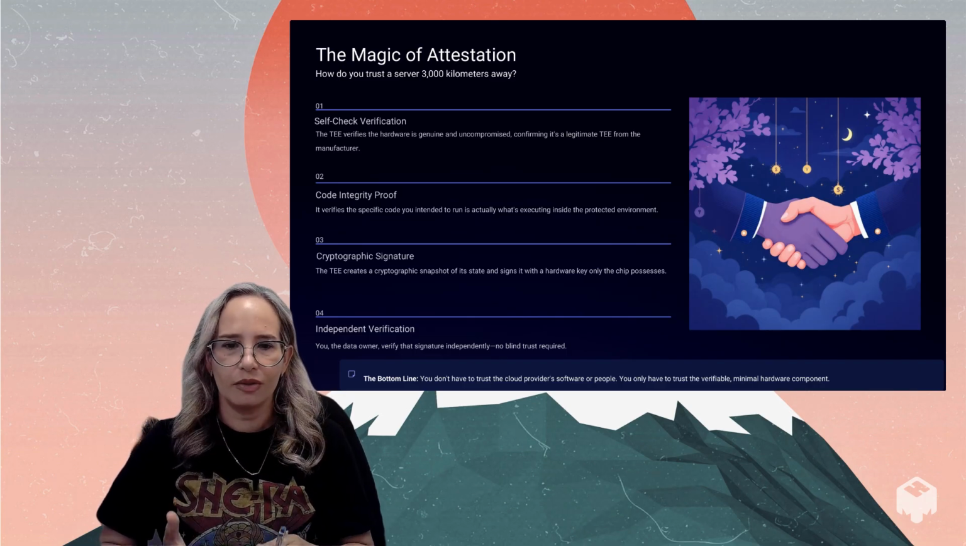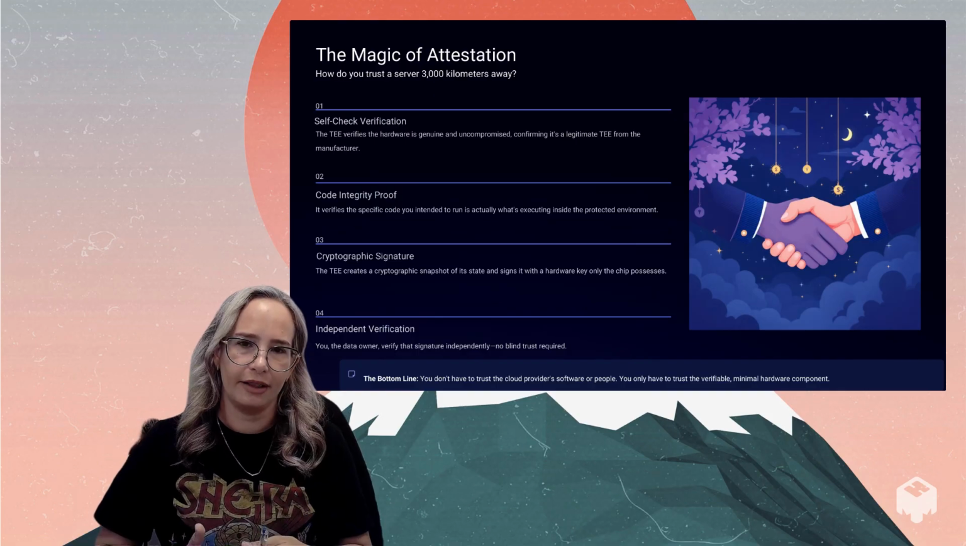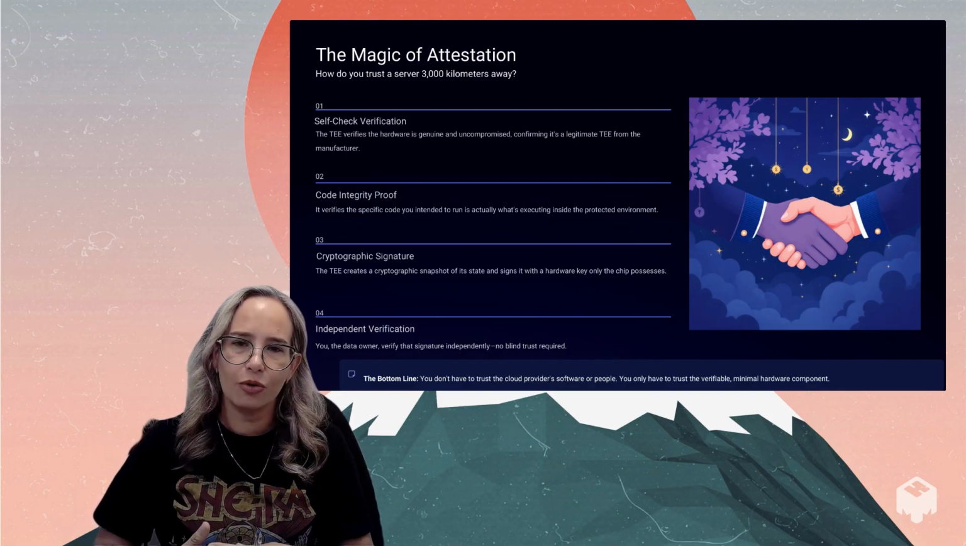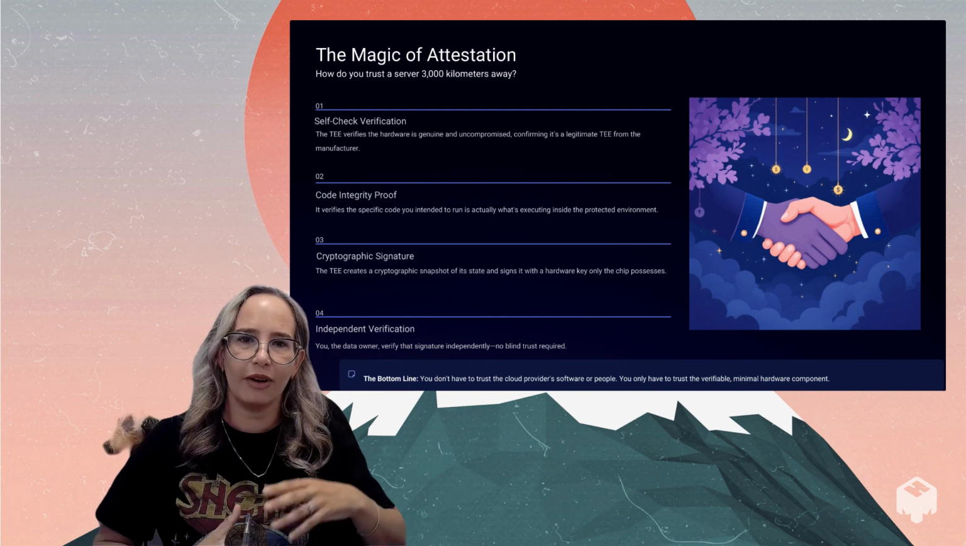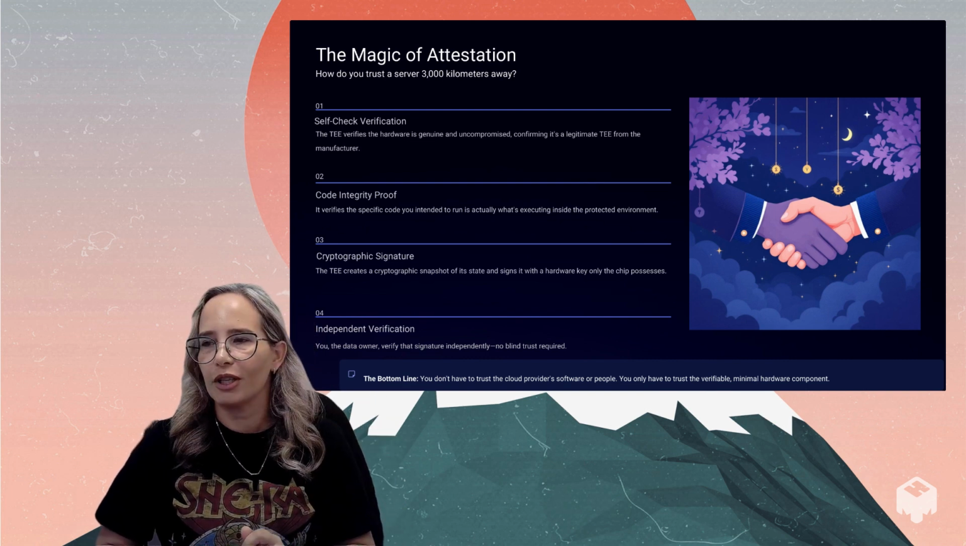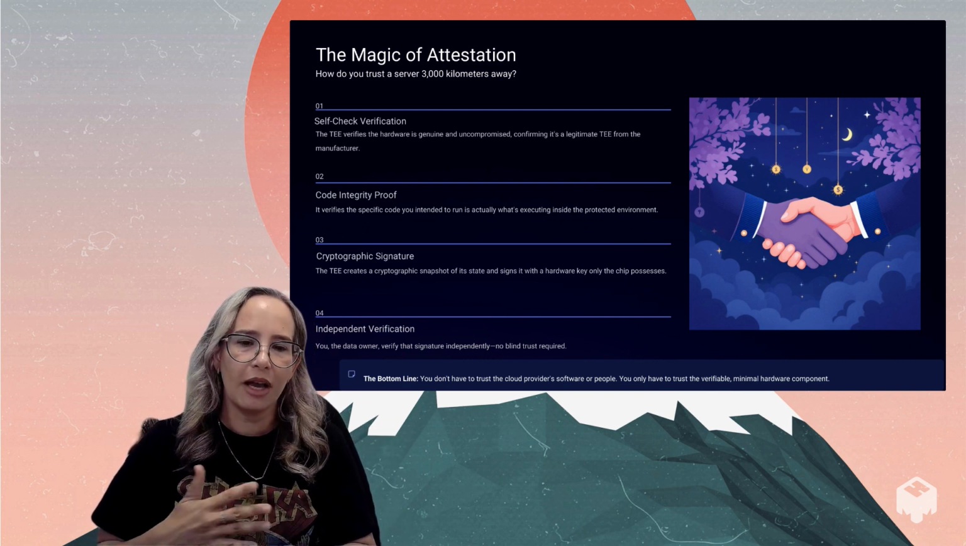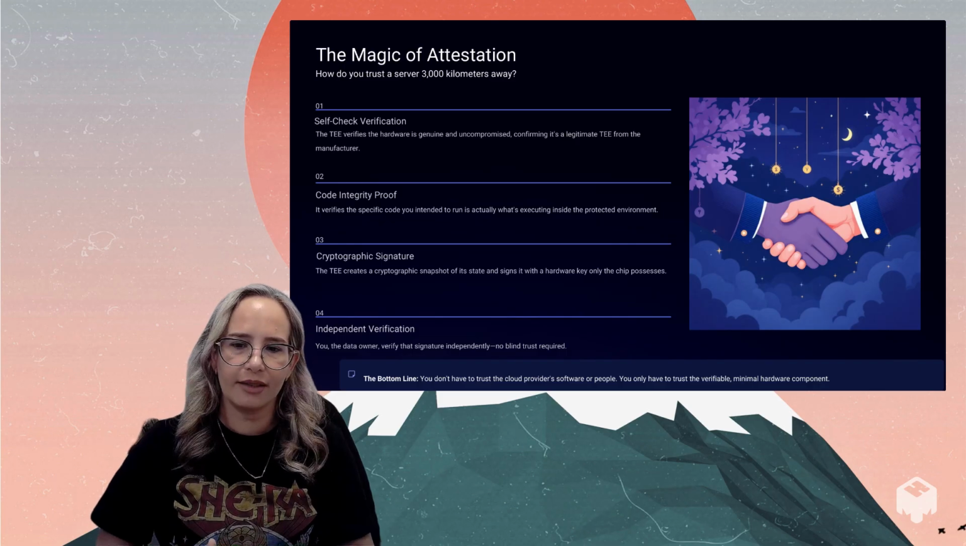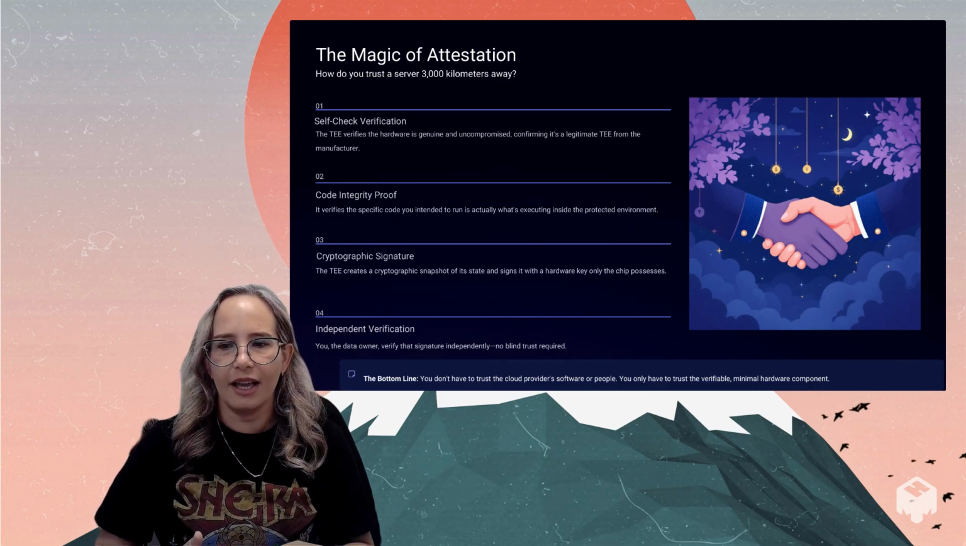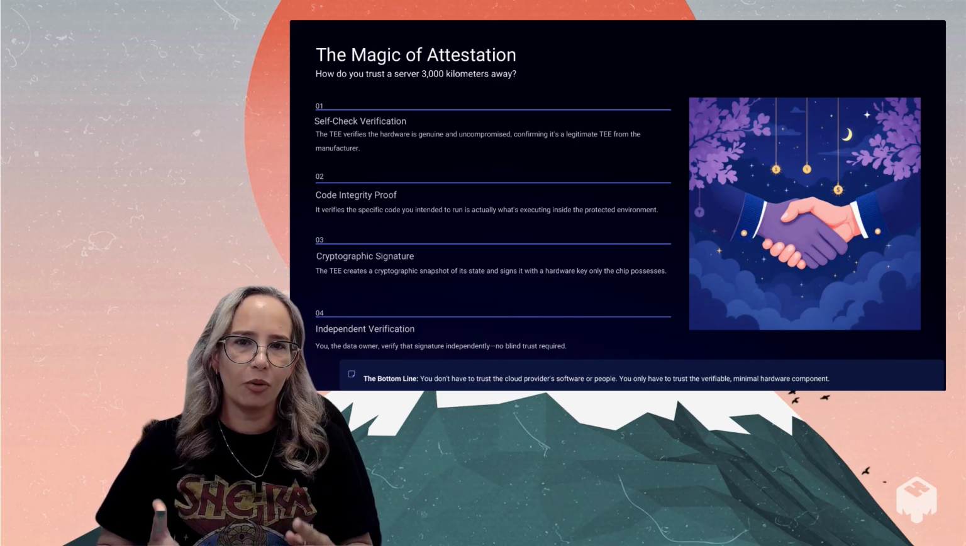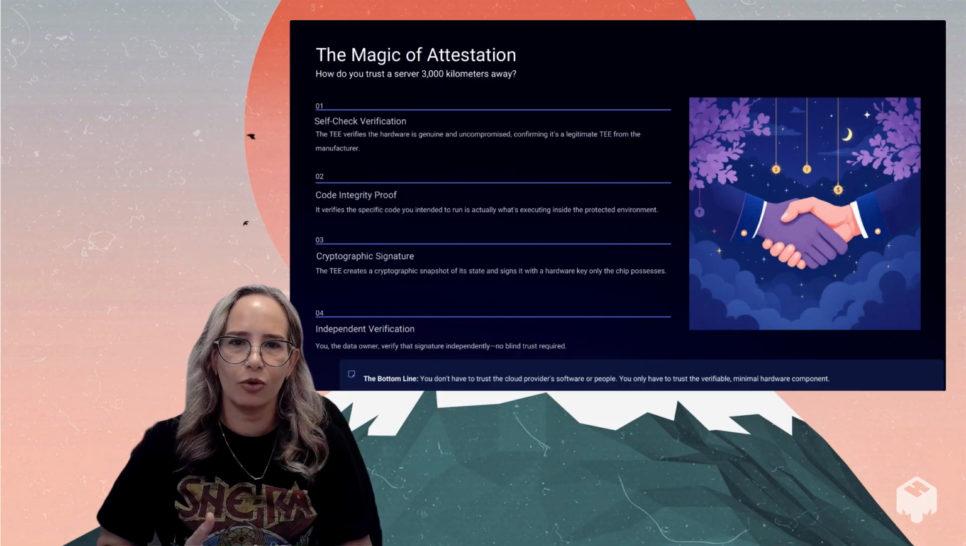So you, the data owner, can verify that signature. So you don't need to trust the cloud provider. You don't need to trust the cloud provider's employees. You don't need to trust the manufacturer. You only trust what you can verify, with a very minimal footprint of anyone who could have touched it.